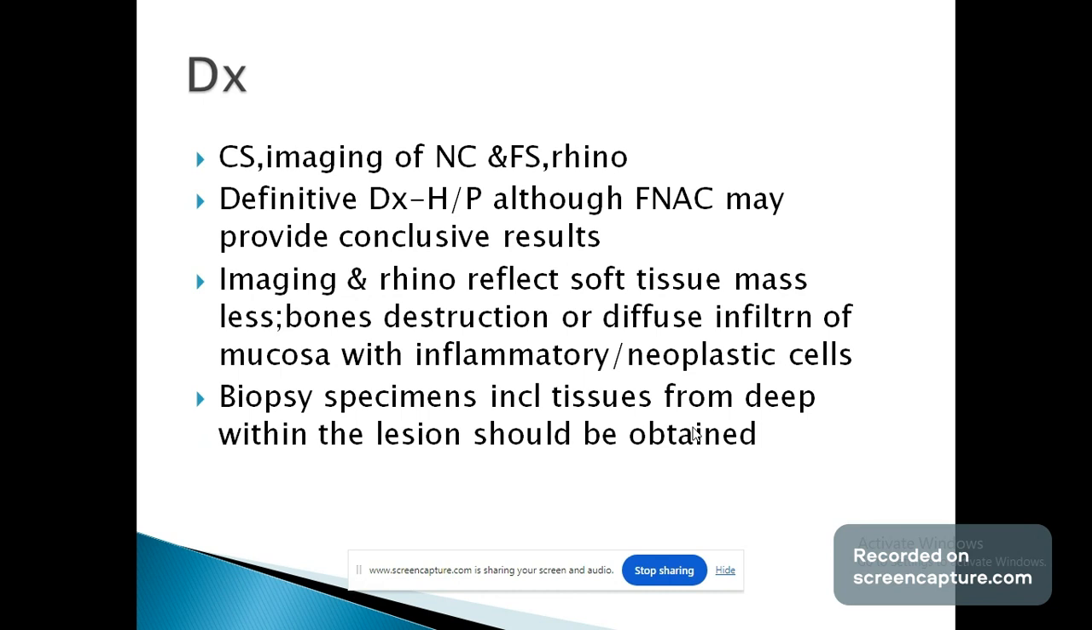Diagnosis of nasal tumors is through clinical signs, imaging of the nasal cavity and frontal sinus, and rhinoscopy. Definitive diagnosis of nasal tumor is through histopathology. Imaging and rhinoscopy reflect soft tissue mass lesions, bone destruction, or diffuse infiltration of mucosa with cells, either inflammatory cells or neoplastic cells. Very important: a biopsy specimen, including tissues from deep within the lesion, should be obtained.